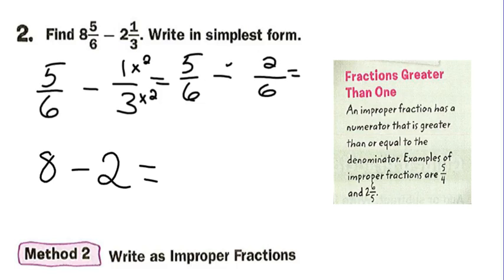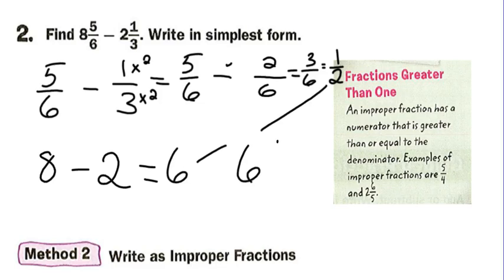5 minus 2 gives us 3, which is 3/6 or 1/2. And then 8 minus 2 is 6. Put these two together, that gives us 6 and 1/2. So that's one way to do it, but that's not the only way we can do this.